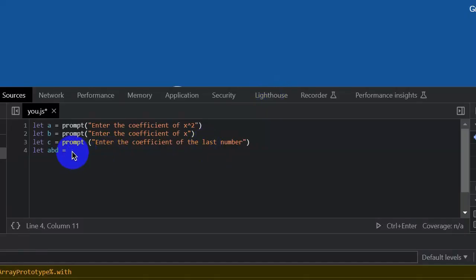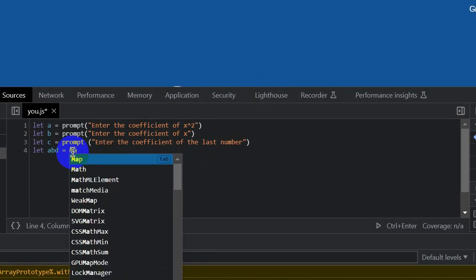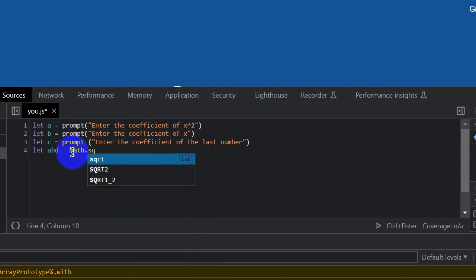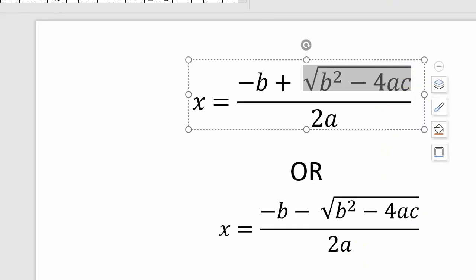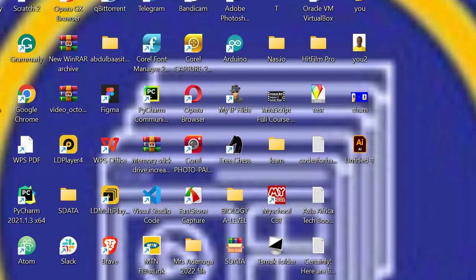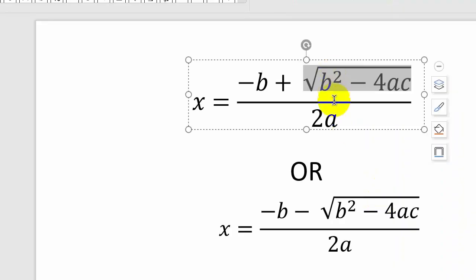So let's write equals to, and square root in JavaScript is Math.sqrt. That's square root in JavaScript. So I've successfully written the square root. We'll now put it inside brackets. We'll put all the other things inside brackets, so you can choose everything together. So b squared, that's b. Oh, sorry. b squared, right?